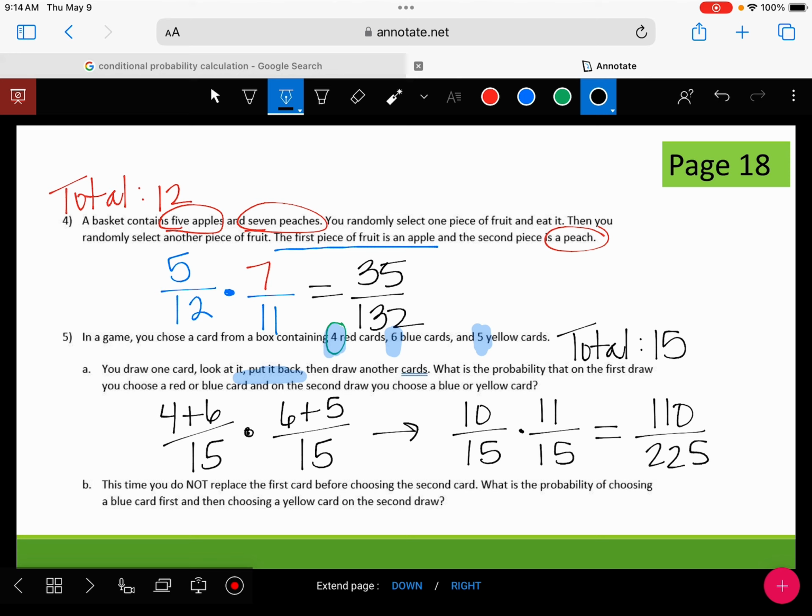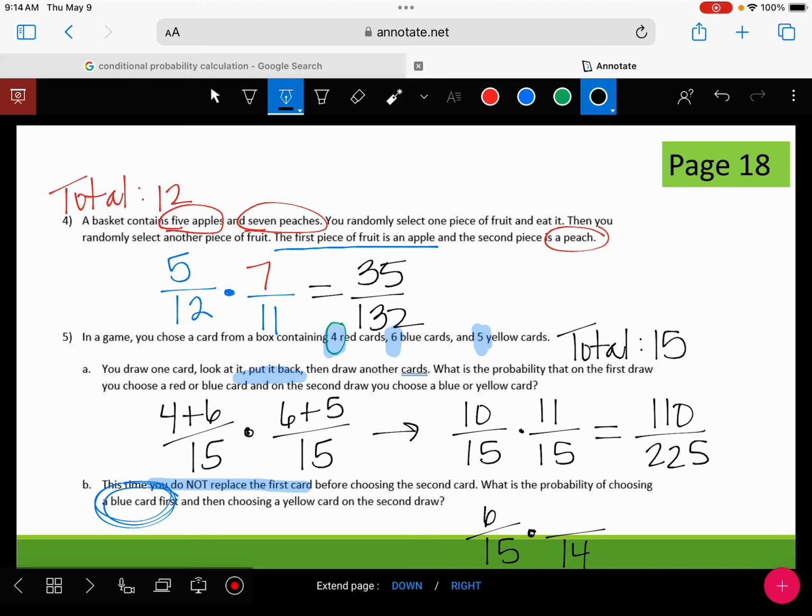All right, so let's do it again. It says this time, though, I am not going to replace the first card. So out of 15, the first time I go into the deck, I have 15 cards. The first time I picked a blue card. So blue first. How many blue cards did it say we had? So that would be 6 out of 15. But I didn't put it back. So the second time, I won't have 15 cards anymore because I didn't put back the first card. So the second time, instead of 15 cards, there will only be 14 cards.